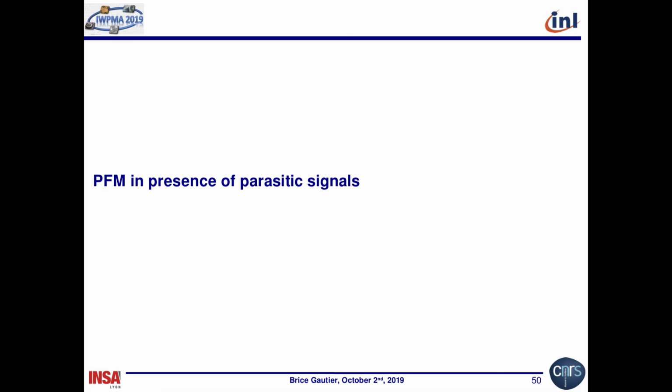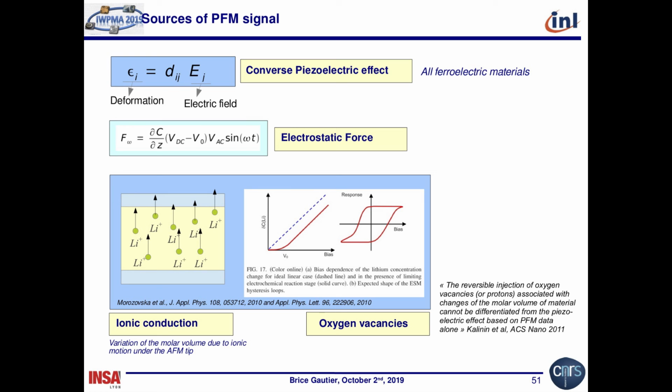And when you're doing PFM, there is a problem. You have three sources of signal that generate signal at exactly the same frequency. So you're applying an alternating voltage, you get an alternating mechanical vibration, due to the converse piezoelectric effect. This is what you want. But at the same time, we have already seen that you have an electrostatic force due to the application of the alternating voltage and the difference in potential between the tip and the surface. This is called the capacitive coupling, and also the electrostatic interaction.